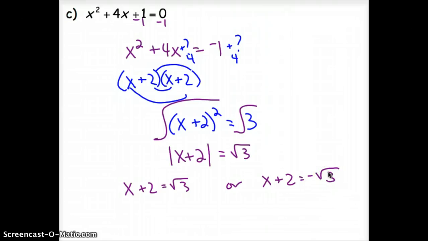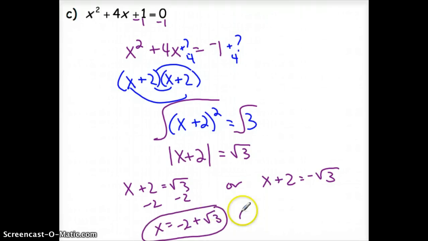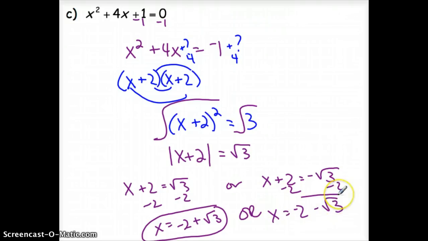And then I'm going to solve each of these by subtracting 2 from both sides. And just so you know, it's convention to write that negative 2 first. So you'd probably write x equals negative 2 plus square root of 3, or right here, x equals negative 2 minus square root of 3. Those would be my two answers. Okay, so I'm not sure if you liked that one, but it was definitely more challenging.